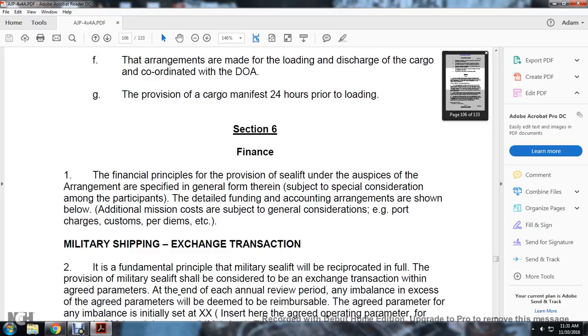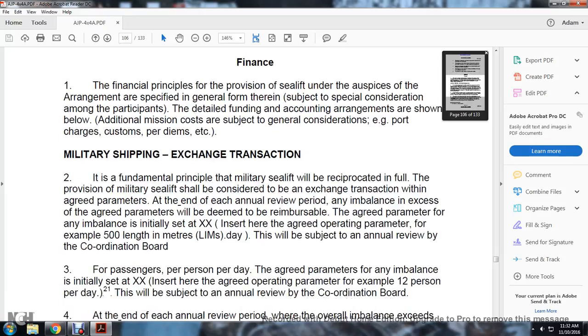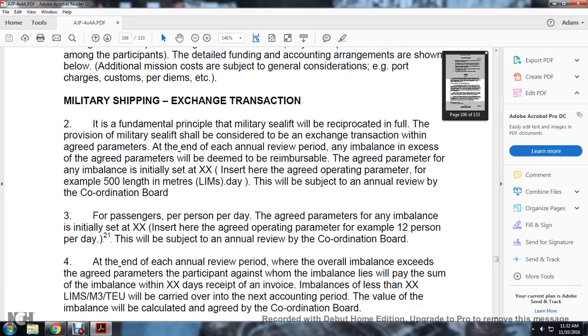Section 6, Finance. The financial principles of provision of the CLIF under the auspices of the arrangement is specified with the general form of the arrangement therein, subject to the special consideration among participation, detailed funding, and the accounting of the arrangements are shown below. The additional mission costs are subject to the general consideration, port and charge of the custom per diems, etc. Military shipping and exchange transaction.